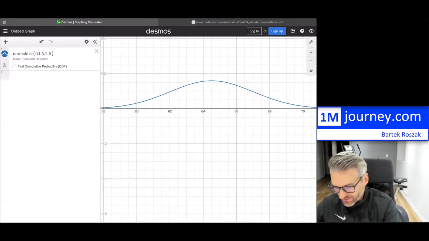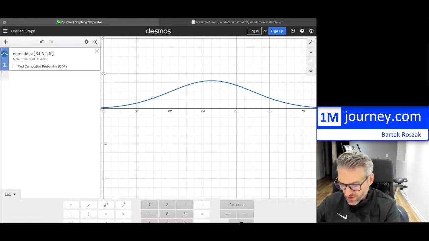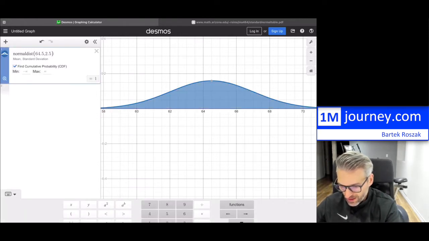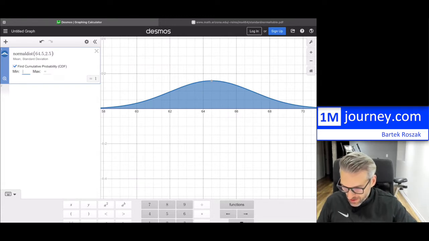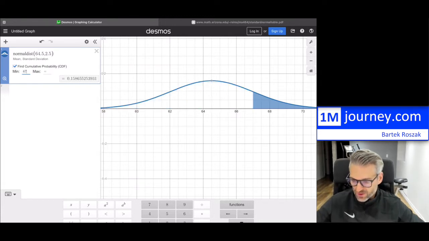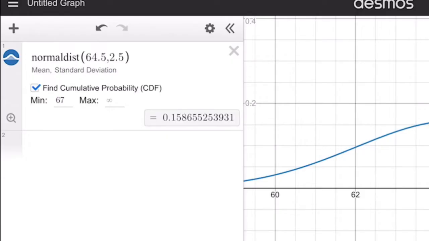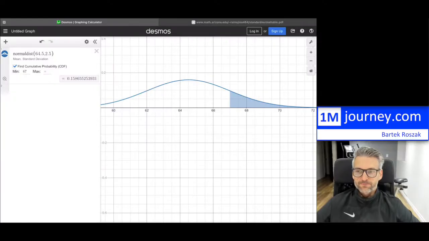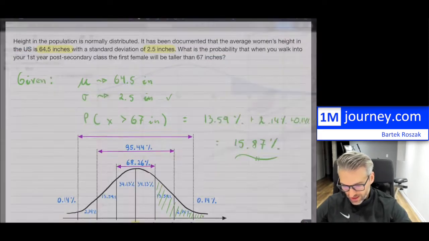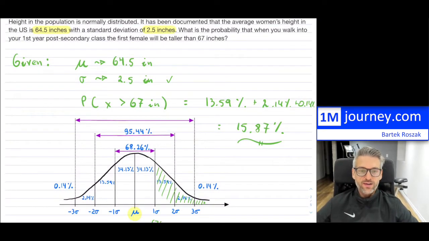And 67. So yes, we do want, notice just below it, it says cumulative. I want to have a cumulative, but the minimum is going to be 67. So it goes from 67 all the way in, and it highlights that for us. Desmos does, and then it shows us 0.1586, so approximately 15.86 or 87%, which notice that if we use this is exactly what we got, 15.87%. So you can use the bell curve itself to be able to calculate it.